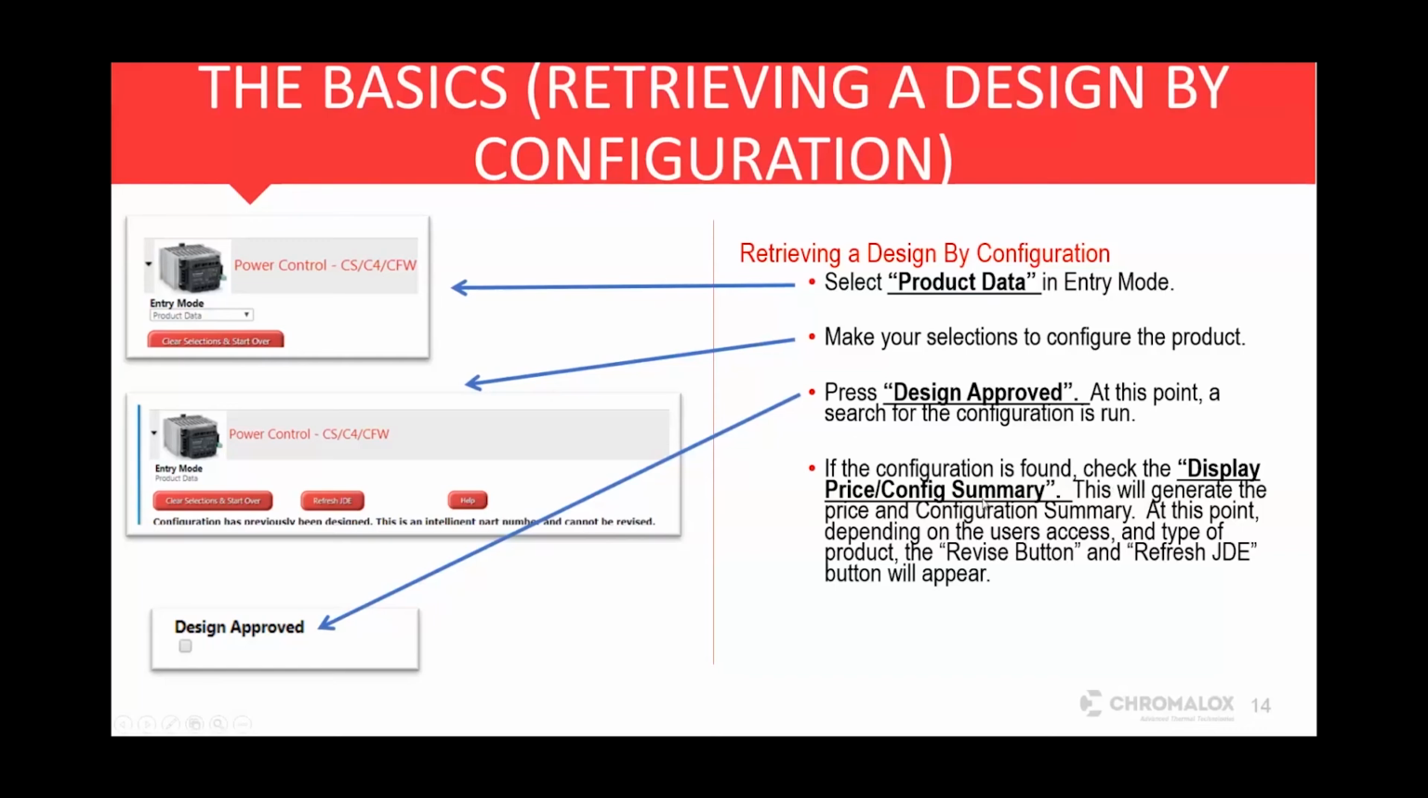Just like in the previous slide, this will generate the price and configuration summary. And at this point, I got to take this back. This is wrong, I'm sorry. You can refresh JDE, but you can't revise a product that you're configuring by product data. So you can see only the refresh JDE button will come up. You can't revise this. And again, this is pretty much engineering-only access.